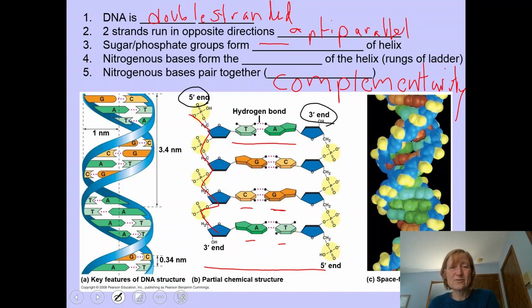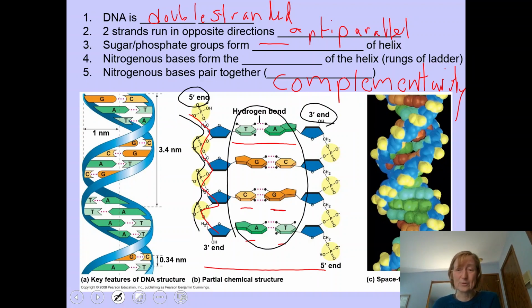The sugar and phosphates form the outside. The nitrogenous bases form the inside. Okay? And they pair together in a relationship called complementarity. If you really want to put that in your notes, A equals T, C equals G. They pair together, all the time.